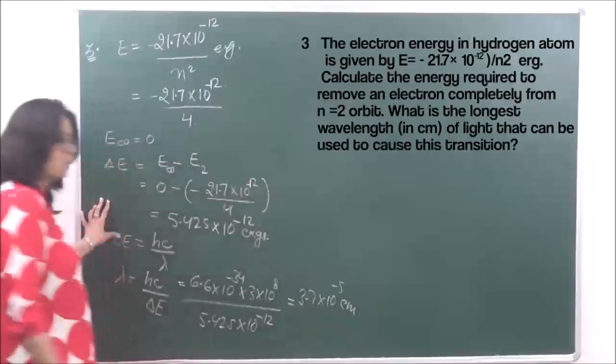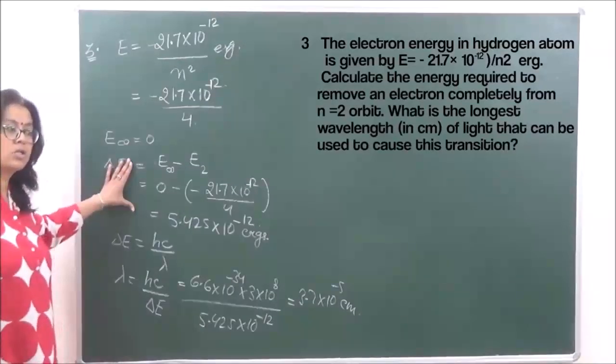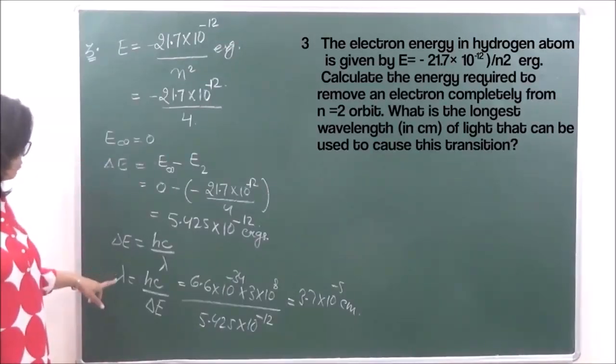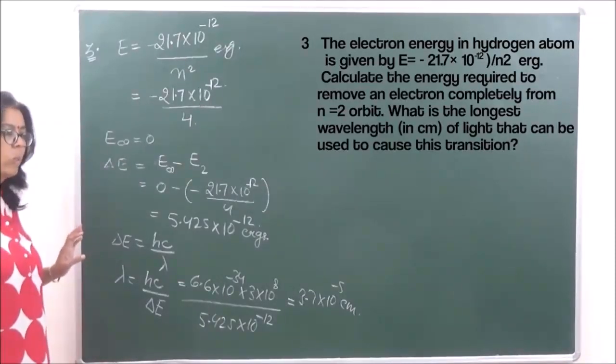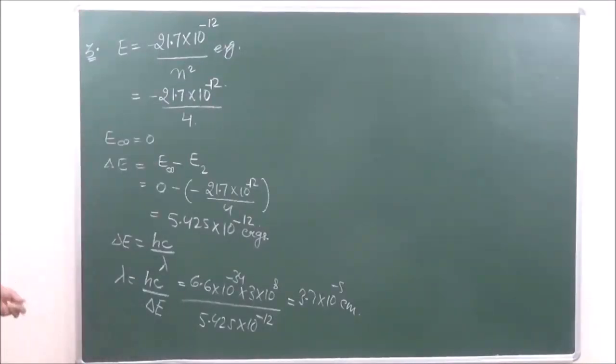in centimeters. 3.7 into 10 raised to power minus 5 centimeters. Right? So this is the longest wavelength which can cause this transition. Have you understood? So for this, first you needed to calculate delta E and henceforth you calculate lambda. Got it? Okay. Let's go to the next question. Question number 4.